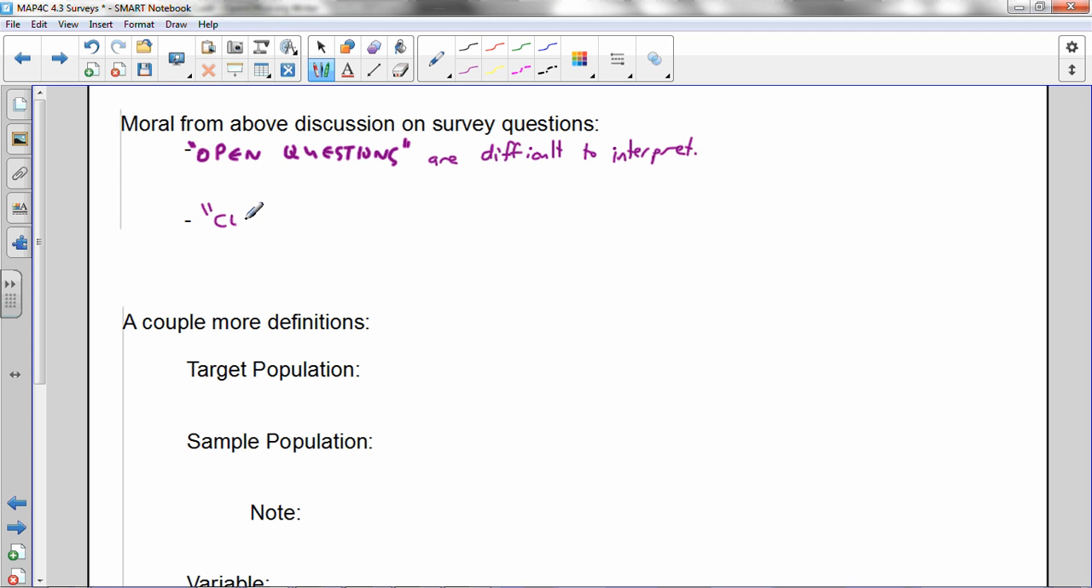Closed questions, like checklists and ranking and rating questions, are easier to interpret, but you might lose some of the meanings.